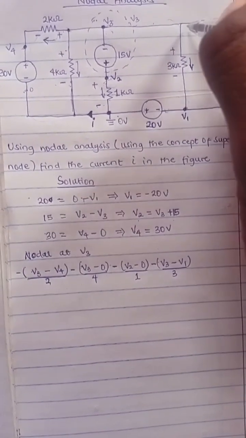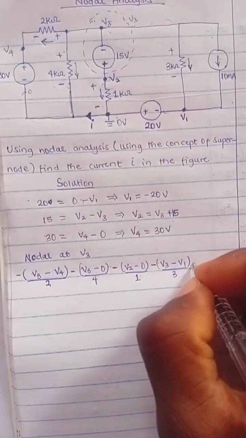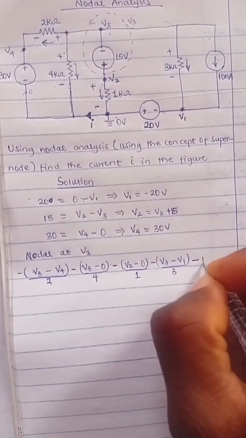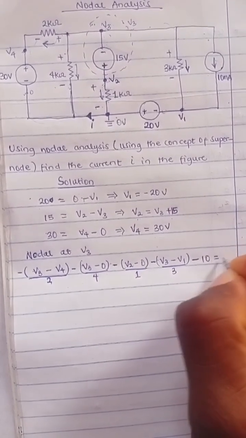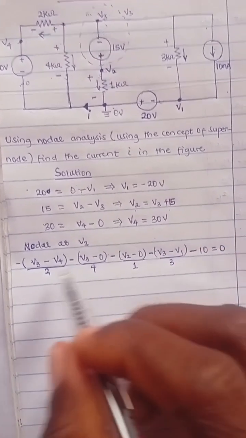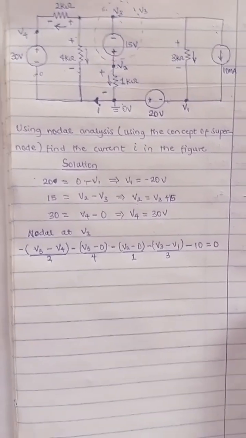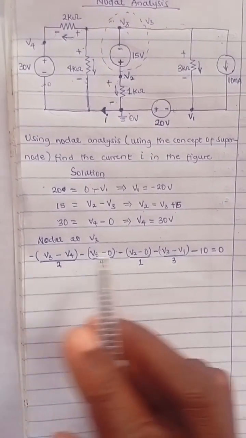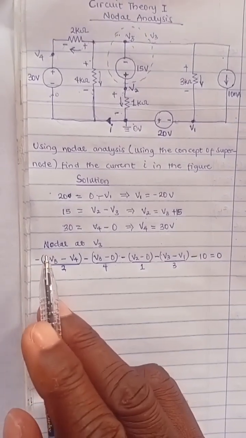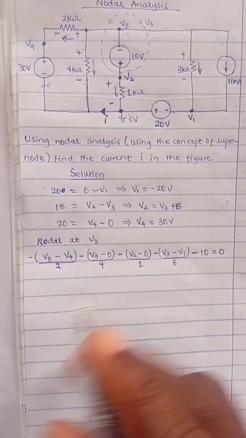The value of this current is just 10 milliamps. Since it's leaving, we'll say minus 10 milliamp, and everything is equal to 0. Remember, this is a statement of Kirchhoff's current law. So everything we've just done is from the circuit. The next is just to apply our algebra to solve for the unknown.